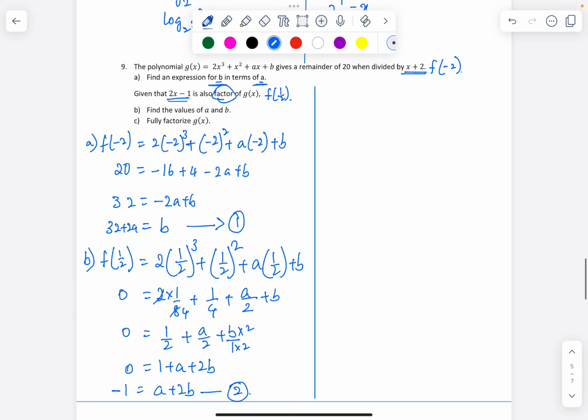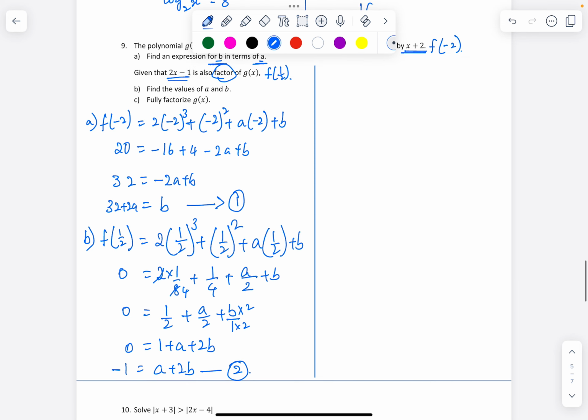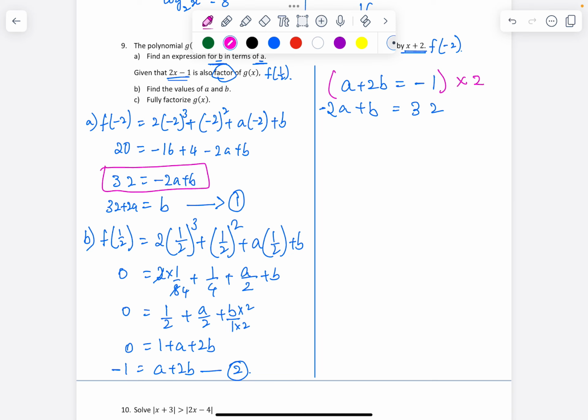Now we need to find the values of a and b. Put the two equations together. So a plus 2b is equal to negative 1. Rather than using that, I'm going to use this one: negative 2a plus b is equal to 32. I'm going to multiply either one, up to you, but I will multiply this one by 2. This gives me 2a plus 4b is equal to negative 2.